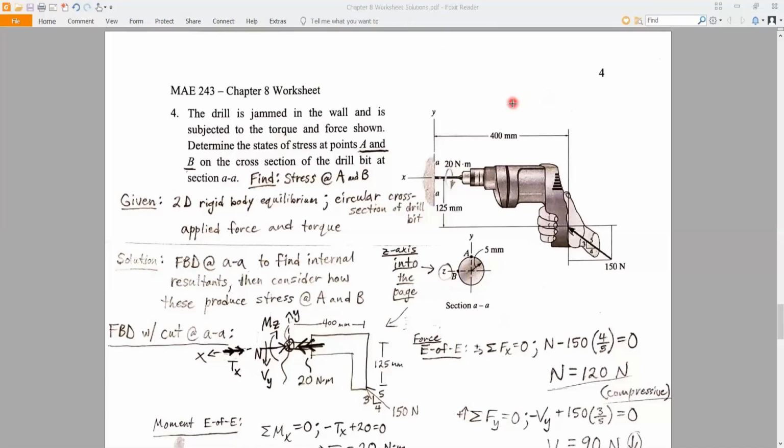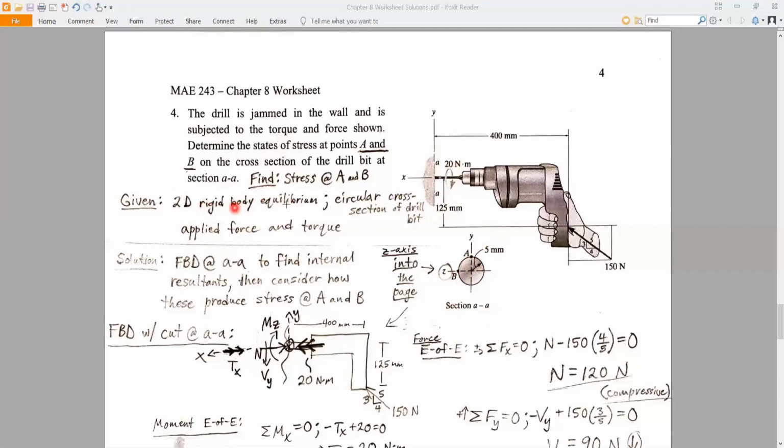All right, so for our final Chapter 8 worksheet problem number 4, we have a drill that's being jammed into the wall with this 150 Newton force at an angle, and it's applying a 20 Newton meter torque on the drill bit here. We're told to find the states of stress at points A here and B here on the drill bit at section AA. So AA is at the wall. We're going to look at A and B on the cross section at AA.